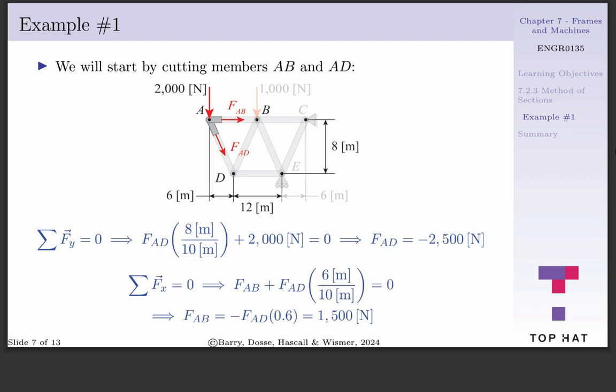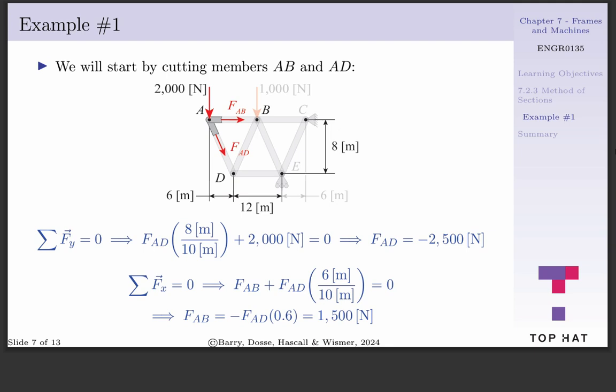Now we'll take the summation of forces in the x direction, and we have FAB plus FAD times the cosine of the angle between members AB and AD equals 0. The cosine of our angle is simply 6 meters per 10 meters, or 0.6. We find FAB is equal to negative FAD times 0.6, which is equal to 1,500 newtons. The positive sign indicates the member is in tension.